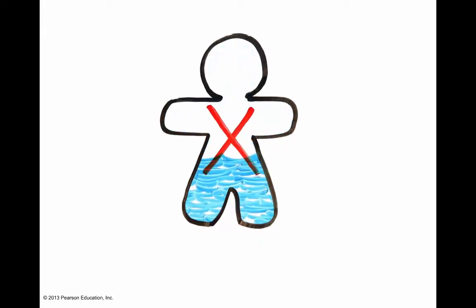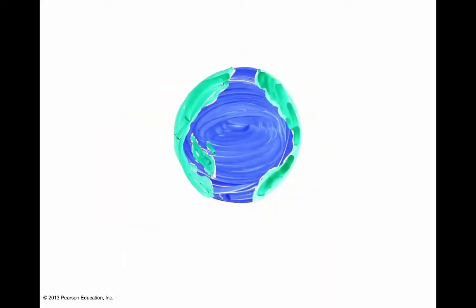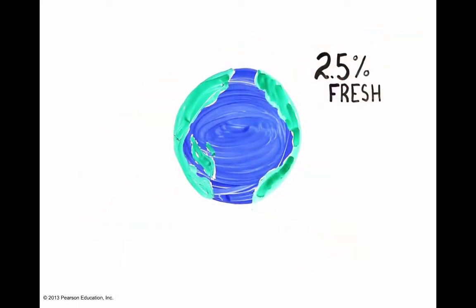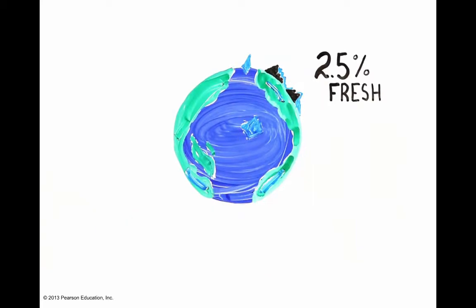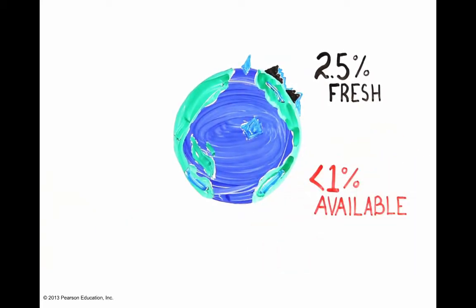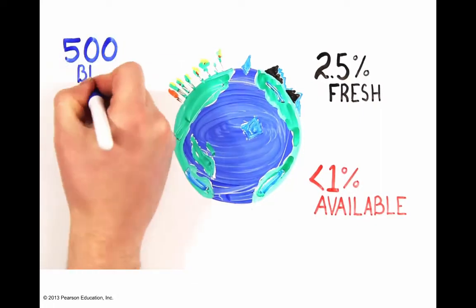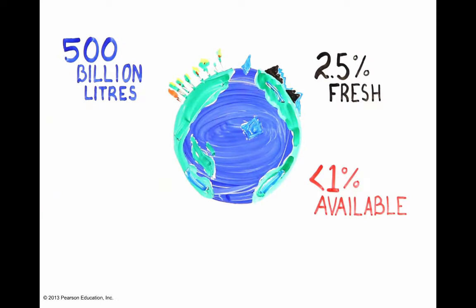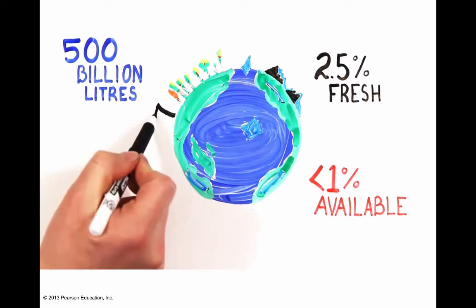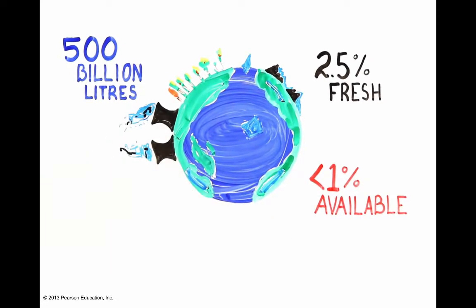Beyond 3 to 5 days without water, your body will begin to shut down its organs and eventually the brain. Of course, unlike the plentiful oxygen we breathe, only 2.5% of all Earth's water is fresh, most of which is locked up in glaciers, ice caps, and underground lakes known as aquifers, leaving less than 1% available for drinking. And most of this water is actually used to grow crops. Approximately 500 billion liters of fresh water is used daily for agriculture in the USA alone, with another 500 billion liters to cool electric power plants.